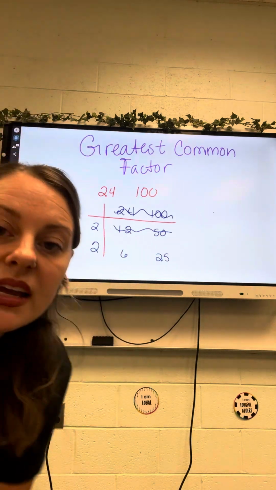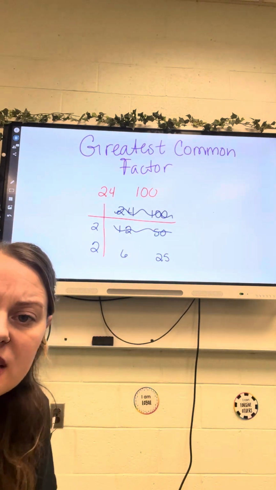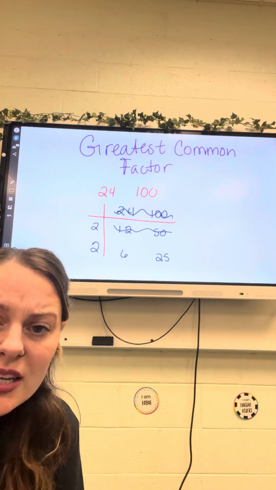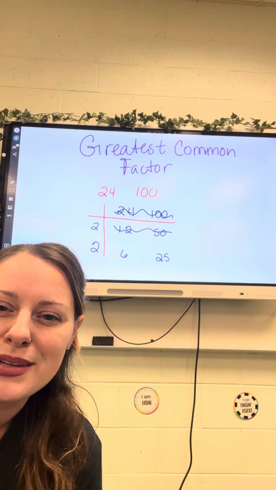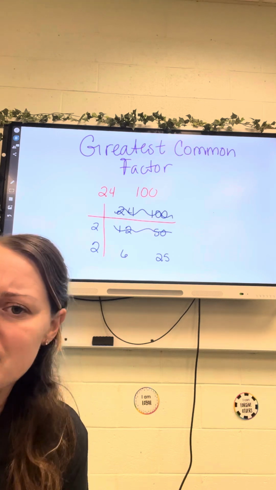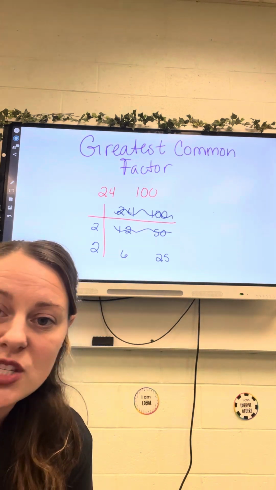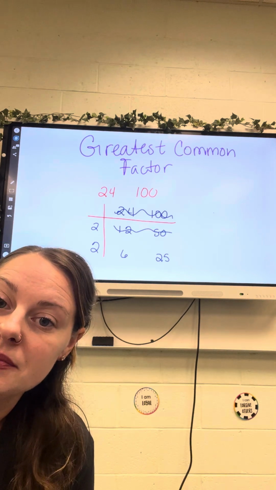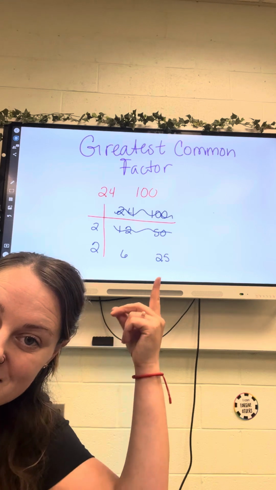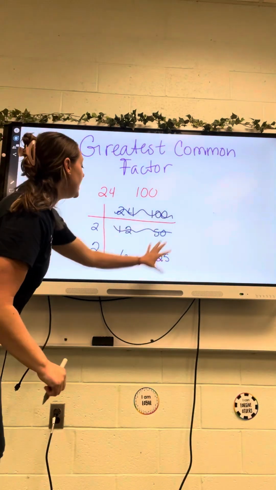6 and 25. The only numbers that can equal 6 are 2 and 3. 2 can't equal 25 because it doesn't end in an even number. And 3 can't equal 25 because 3 times 7 is 21, 3 times 8 is 24, 3 times 9 is 27. So, doesn't fit. So, we're done with this part.